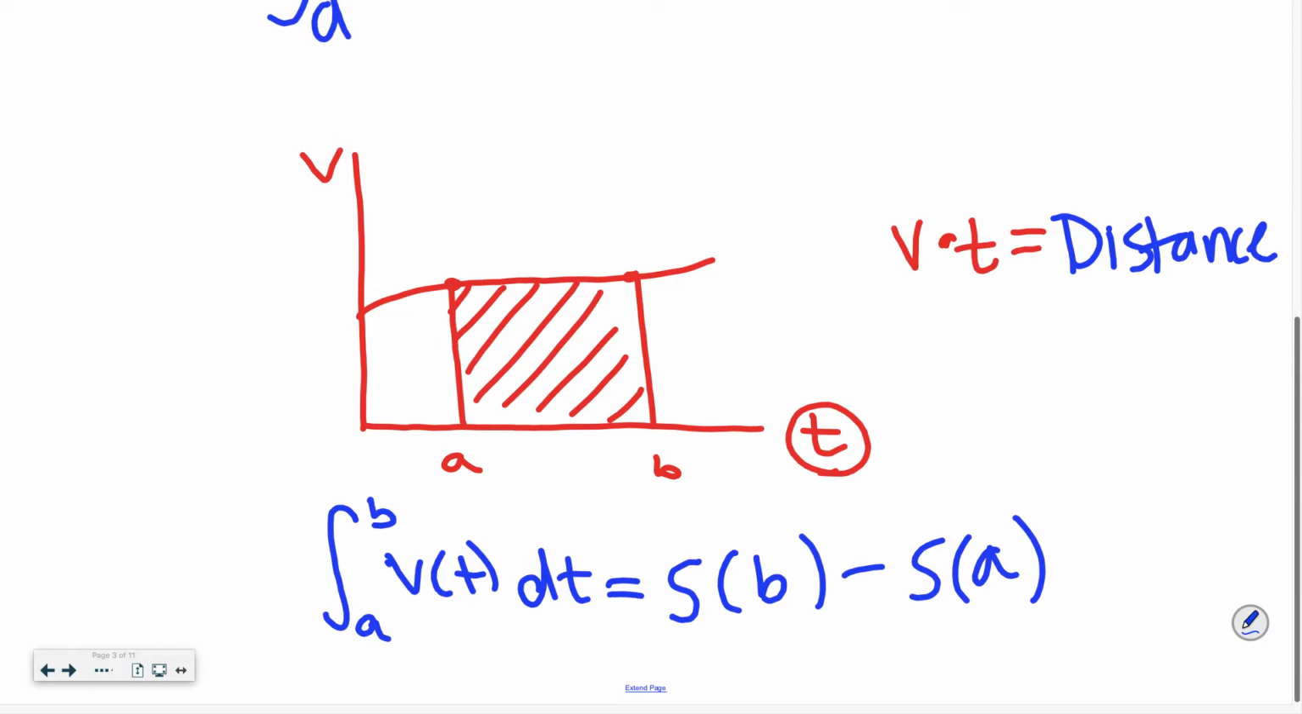Can anybody tell me what the relationship is from velocity to position? Physics people? Okay, let's use some calculus words.